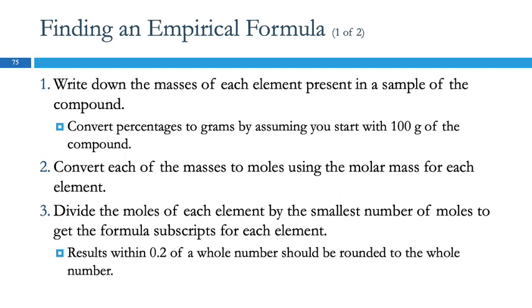What do I mean by that? Well, if I get 1.87, that is within 0.2 of 2.00, right? Because that's what, 0.13 apart? If I have 1.74, can I round that to 2? No, I can't. So we'll see what we have to do for that.